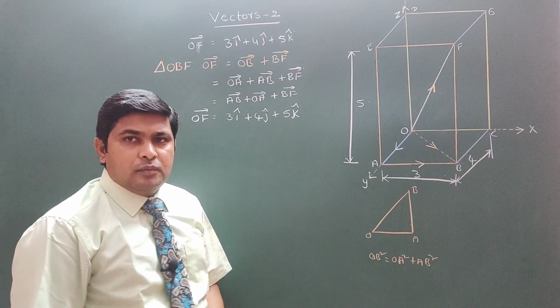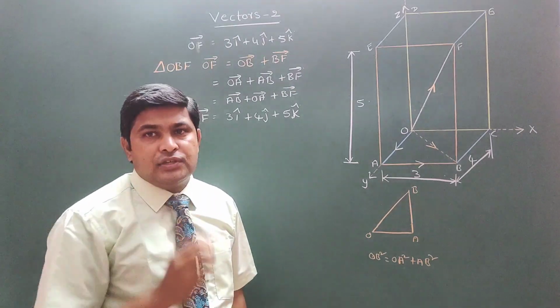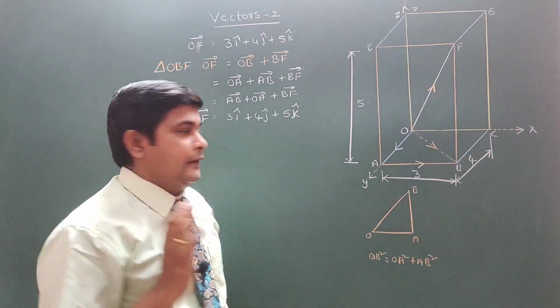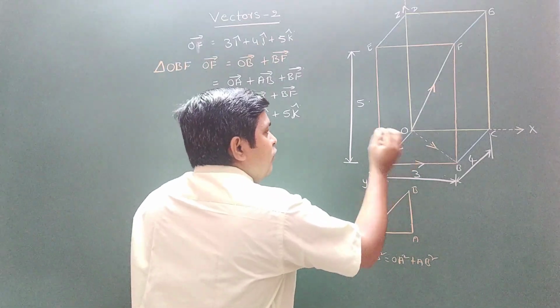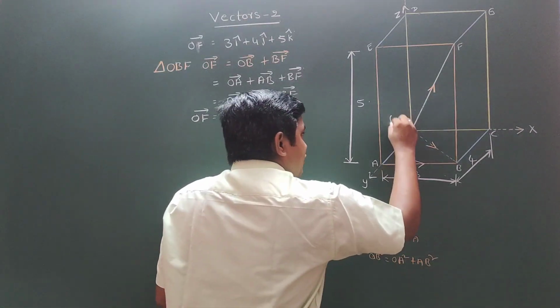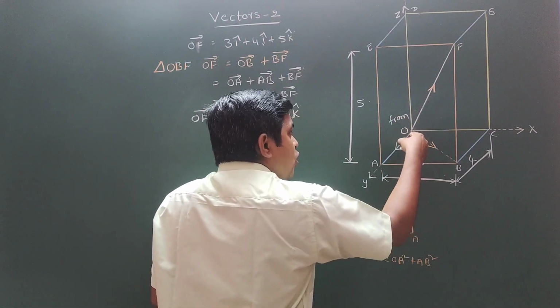Okay. Now try to understand this illustration. You will understand very easily. Suppose one mosquito has started from O to F.